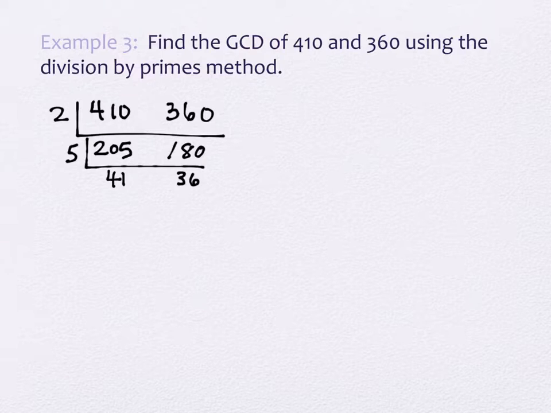The second way that you might want to look at this to decide if you're done is to remember that we're doing our divisions in order. I've already tried 2 and I ran out of possibilities. They're not both divisible by 2. I already tried 3, none of it was divisible by 3. I already did 5, and now I know looking at 41 and 36, 5 doesn't work anymore, right?